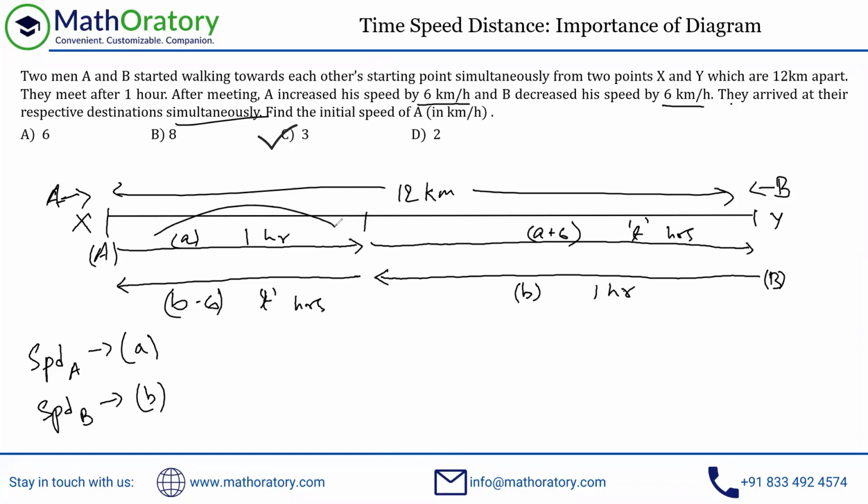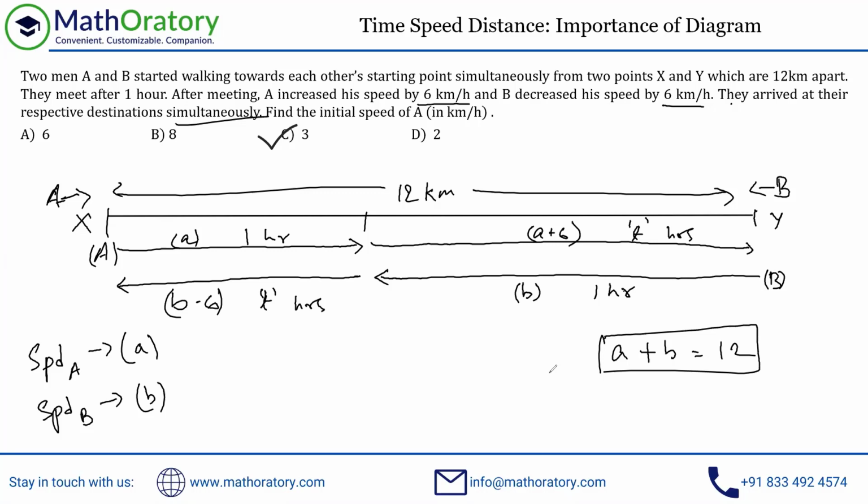So A covers this distance in 1 hour and B covers this distance in 1 hour, with speeds of small a and small b. So the respective distances covered is a plus b, which is equal to 12, or you can use relative speed as well. So a plus b is 12. This is something you should be able to identify even in the other approach.